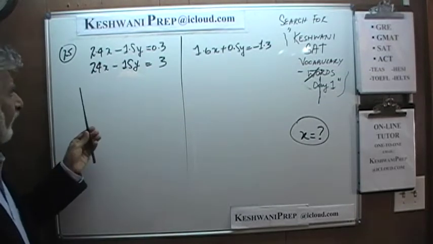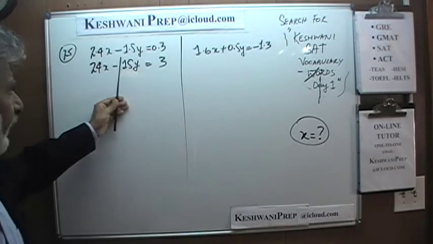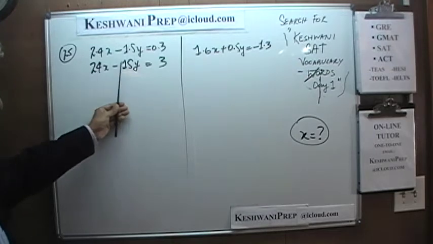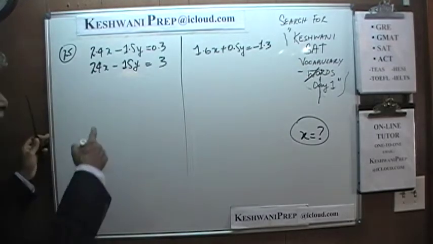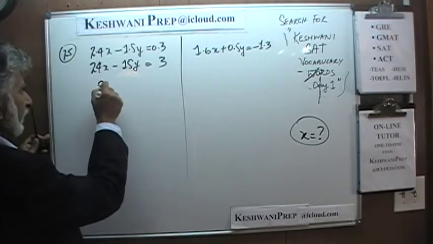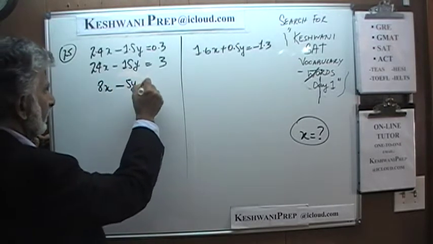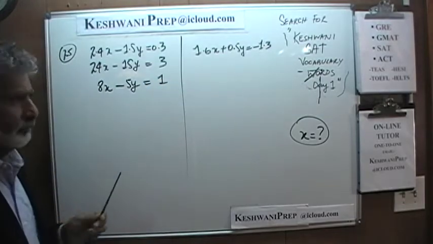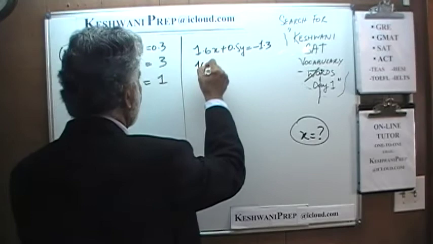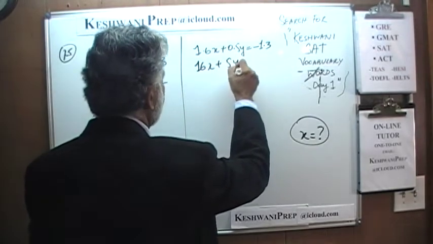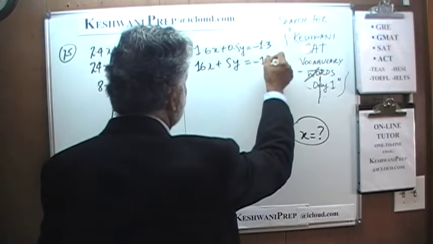The second thing we notice after having multiplied the whole thing by 10 is that this is a multiple of 3, this is a multiple of 3, this is a multiple of 3. Let's divide the entire equation by 3. If you divide the entire equation by 3, this is going to become 8x minus 5y equals 1. Let's move on to this one. Same thing, multiply the whole equation by 10, we'll get 16x plus 5y equals negative 13.